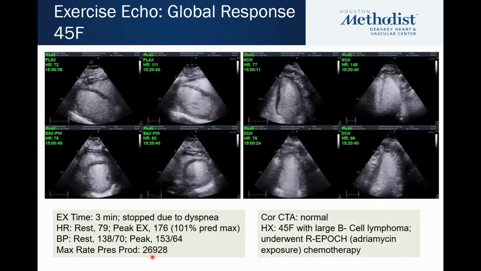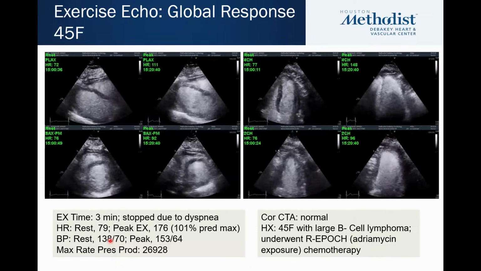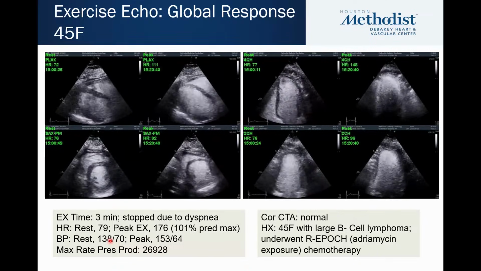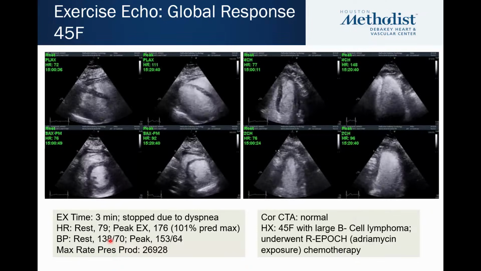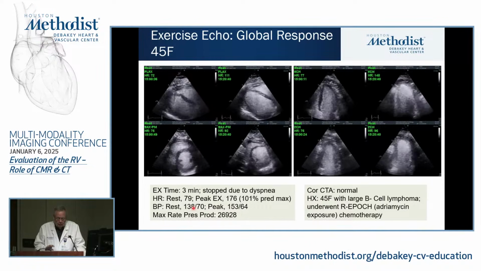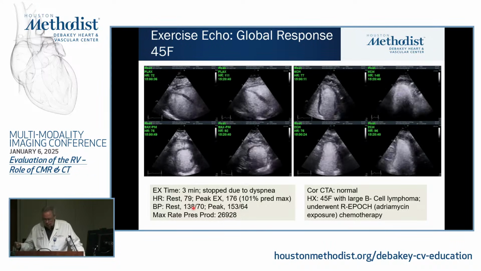CTA was normal, and her history was a patient that had a large B-cell lymphoma. She had received adriamycin exposure. So this is probably a relatively mild cardiomyopathy that you could see with the impact of exercise and blood pressure increase and whatnot, she showed a reduction in EF. And in fact, it's not the first time that we pick up some cardiomyopathies with the stress echo that had not been picked up earlier by whoever was seeing the patient.